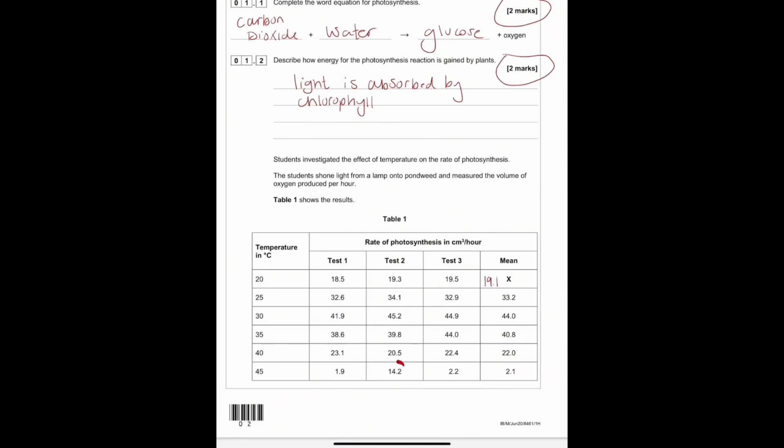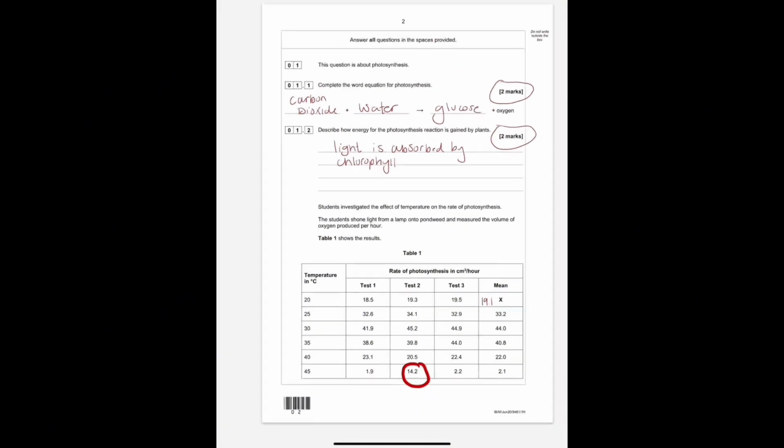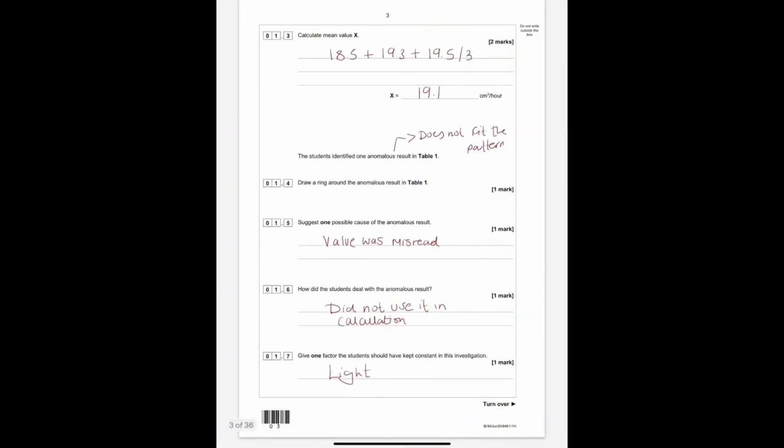It's going to be 14.2. We can see it's not really close to 19 and 22. Therefore, that is the anomalous result. And you just have to draw a ring around it. If you write it over here, that's fine as well. I'm sure the examiner would be okay with that. Sorry, let me just write that down. Okay, and that's 1 mark.